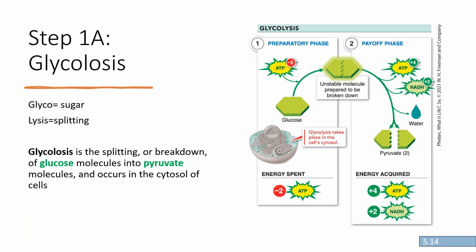You can remember what's happening in this step by understanding what the word glycolysis means. Lysis means splitting, and glycol means sugar. So you can think of glycolysis as the splitting of sugar molecules. Again, it's the breakdown of glucose into 2 pyruvate molecules, and we produce a little bit of ATP doing so.